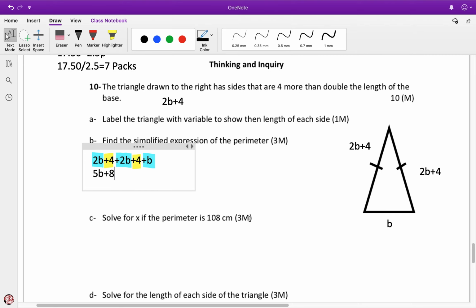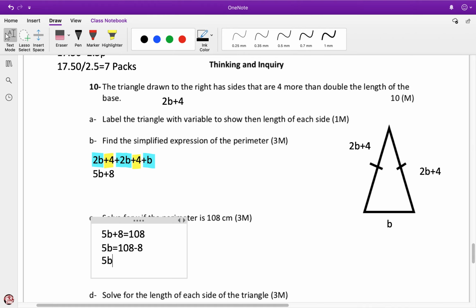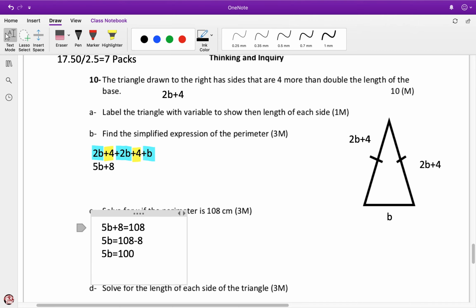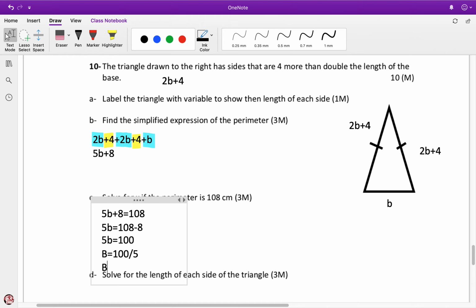Then it says solve, so I gave it the perimeter of 108. So 5b plus 8 is my equation for the perimeter, and the total of 108 is going to equal 108. Then I can rearrange. So 5b equals, I'm going to move that 8 over. So there's a positive on one side, so it's going to become a negative on the other side, so 5b equals 100. And then I'm going to divide by the coefficient, divided by 5 equals 20. So b equals 20.